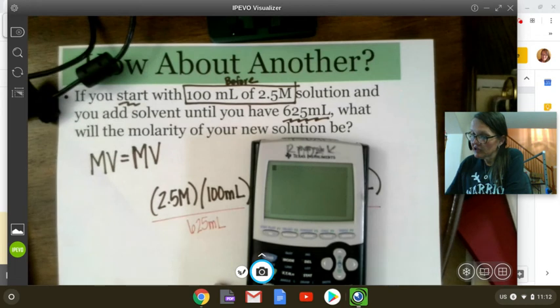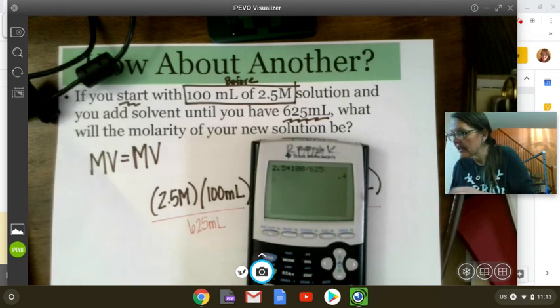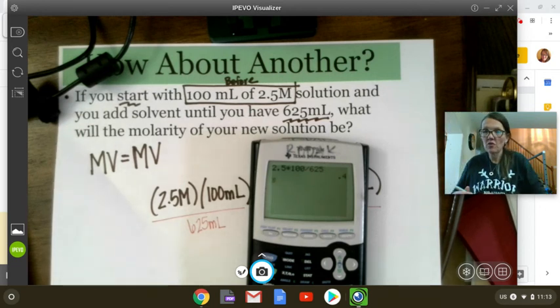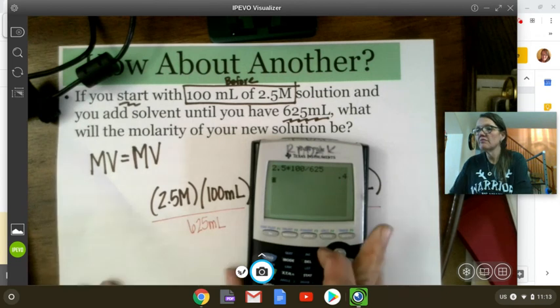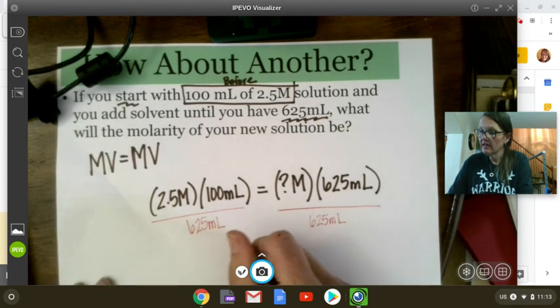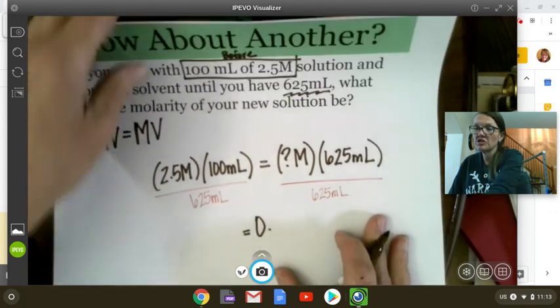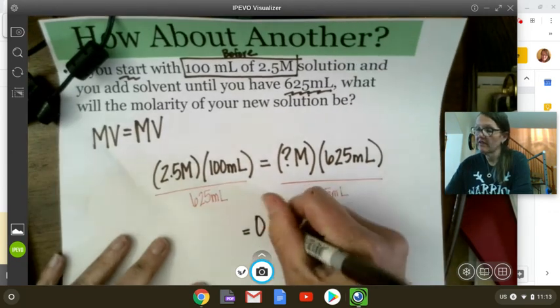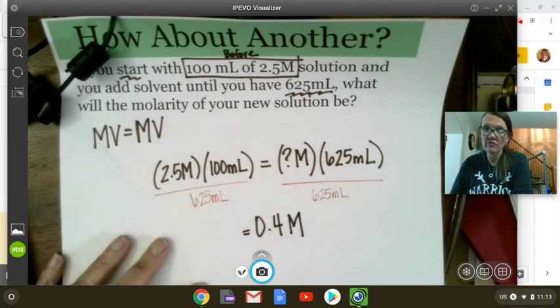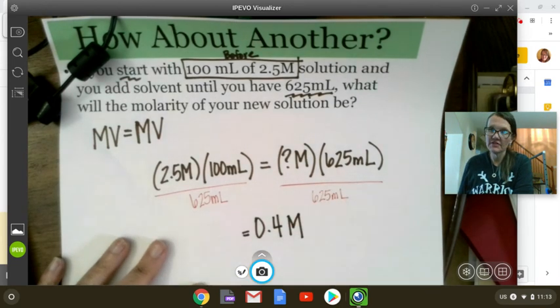Nice and easy. I'm going to do 2.5 times 100 divided by 625, and I get 0.4. So the new molarity, right? The molarity of the solution after the dilution is 0.4. The concentration is 0.4. That's our final answer. See, very easy math to do.